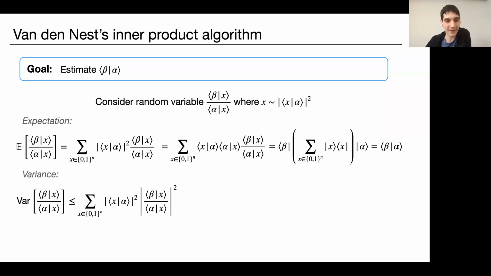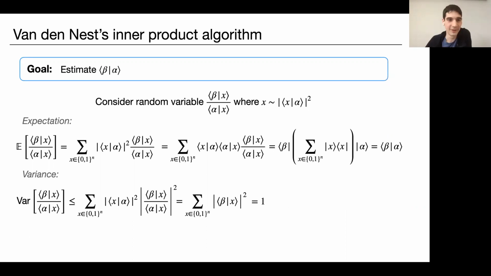And in the second step, we can just look at the variance. We can say the variance is bounded by the second moment of the absolute value. And once again, these alpha x terms will cancel. And so we just get the sum of the squares of the amplitudes, which is of course 1 because beta is a quantum state.